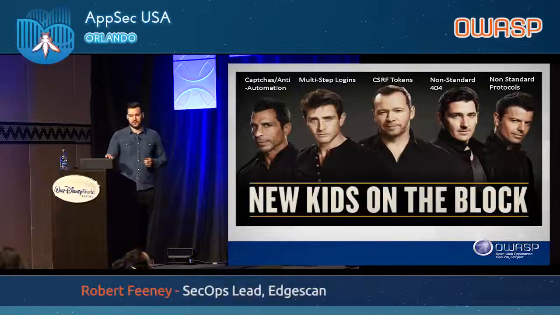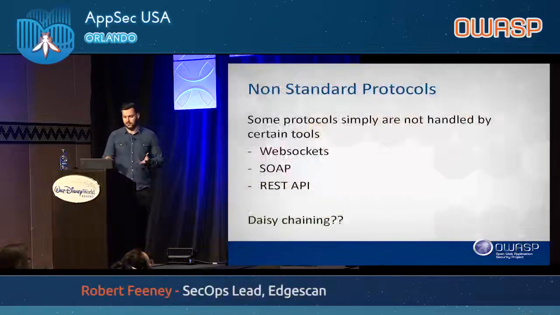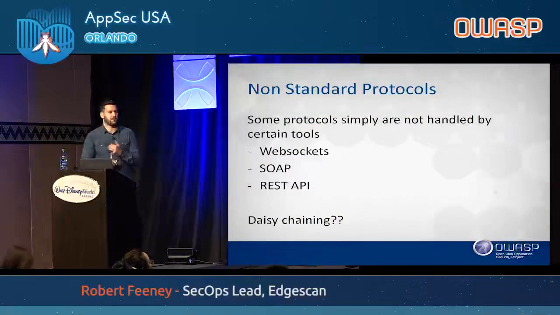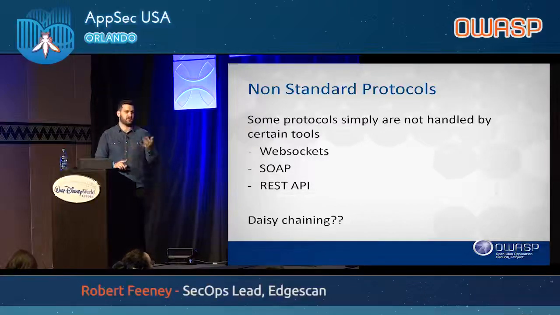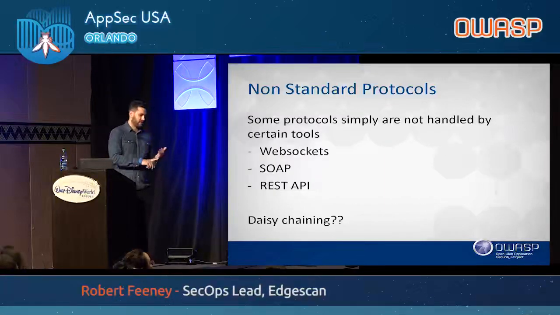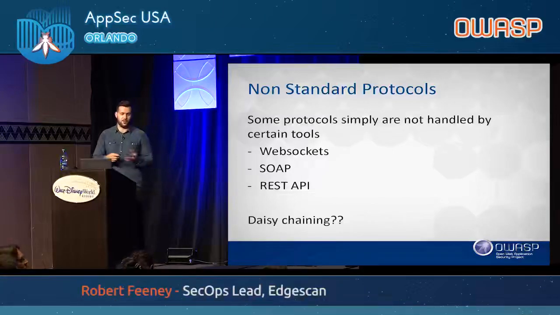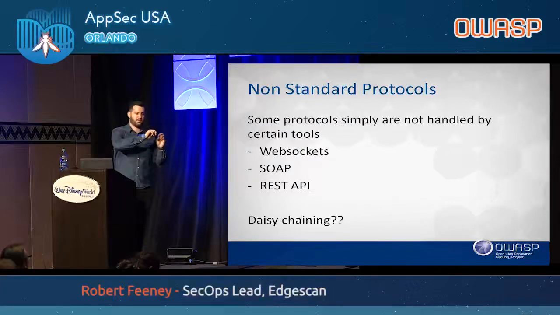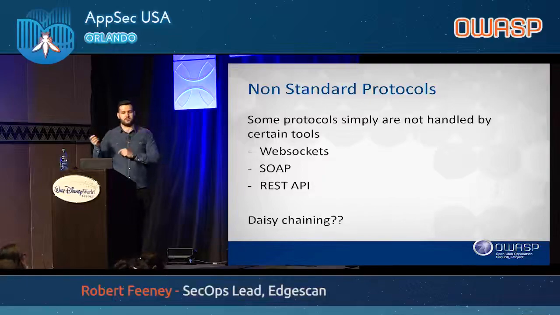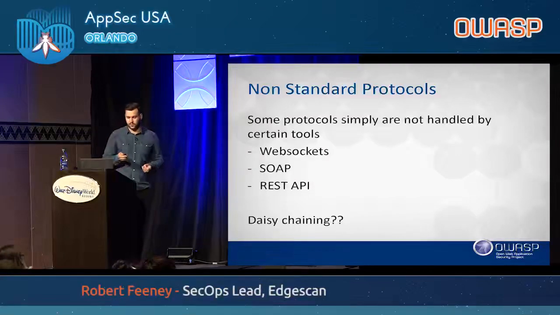We then have non-standard protocols. Simply put, this is just that certain protocols are not handled by certain web application vulnerability scanning tools. So some of them are quite good at handling WebSockets, some aren't, some don't handle REST API. You can do a daisy chain technique where most of the web application vulnerability scanners allow you to create an upstream proxy to another tool. So you can proxy tools together in order to intercept the traffic in a different way. That's one way around it.